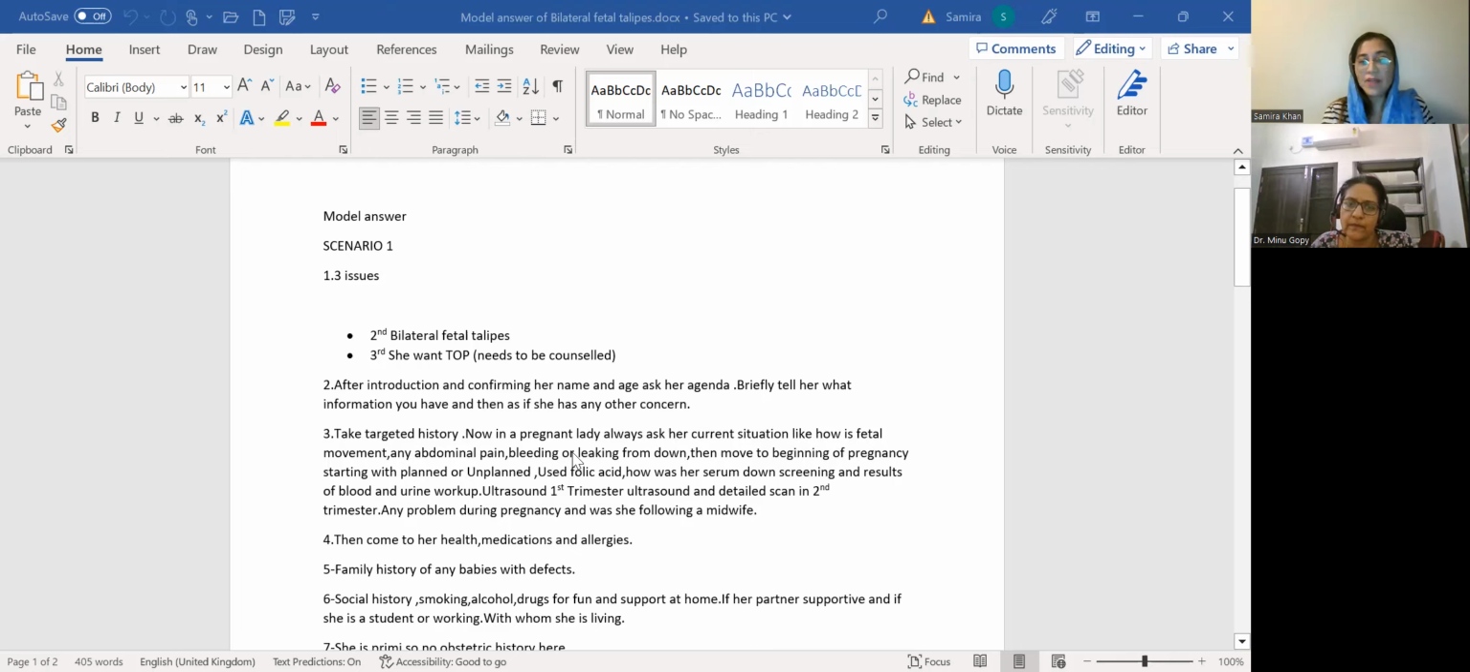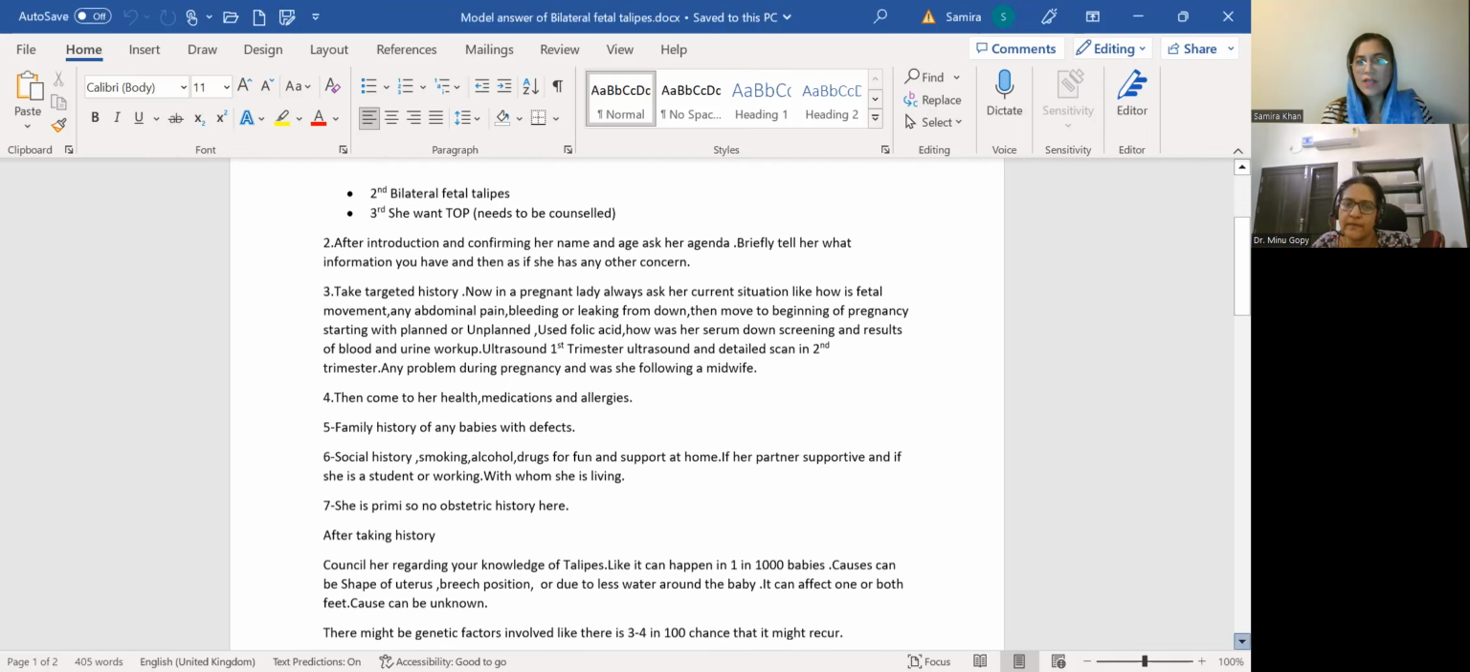So you took a targeted history about her current situation. How is the fetal movement, any pain, bleeding, leaking, how was the beginning of pregnancy, planned or unplanned, folic acid or not, Down's syndrome screening is done, and blood workup and urine workup is done. And I think you asked about the ultrasound scan, dating scan. She's 20 weeks, and this is how she came to know about the fetal talipes, because she has done her scan. You also asked if there was any problem during the pregnancy. She said there was no problem.